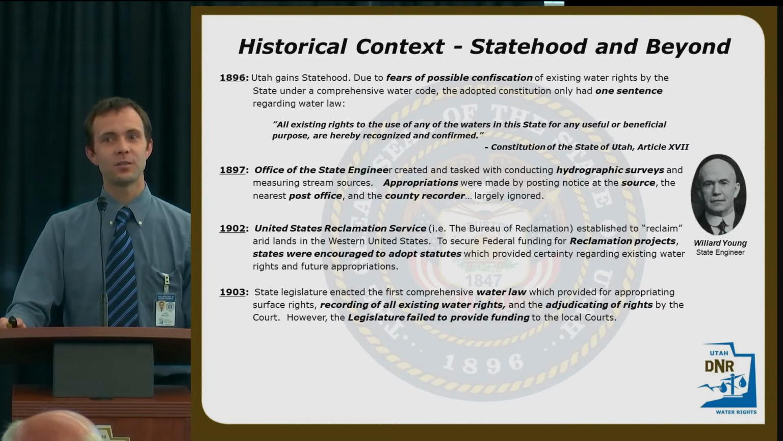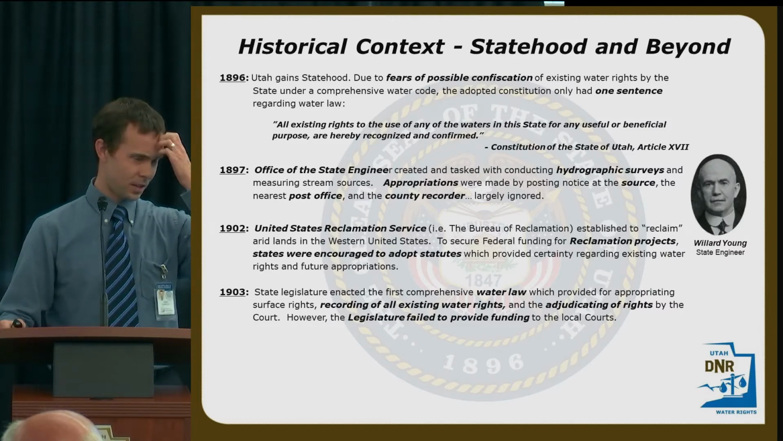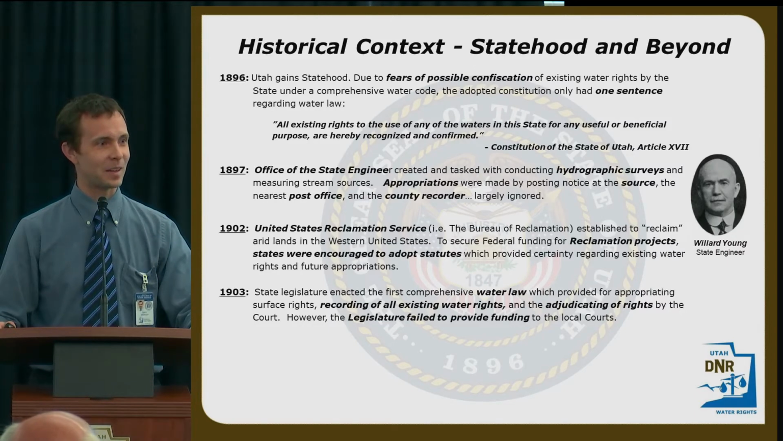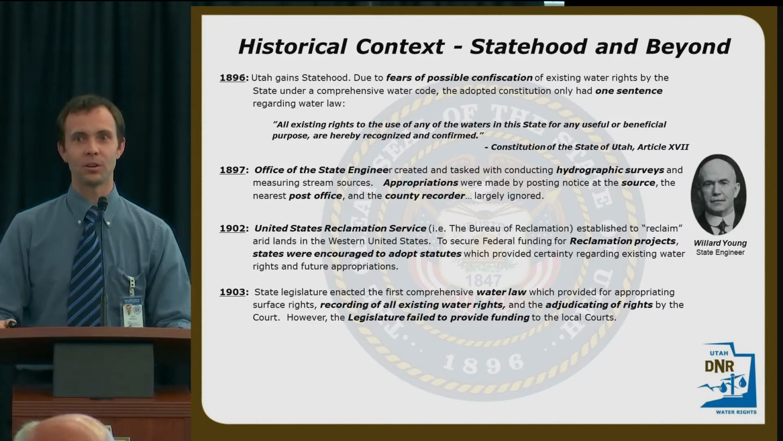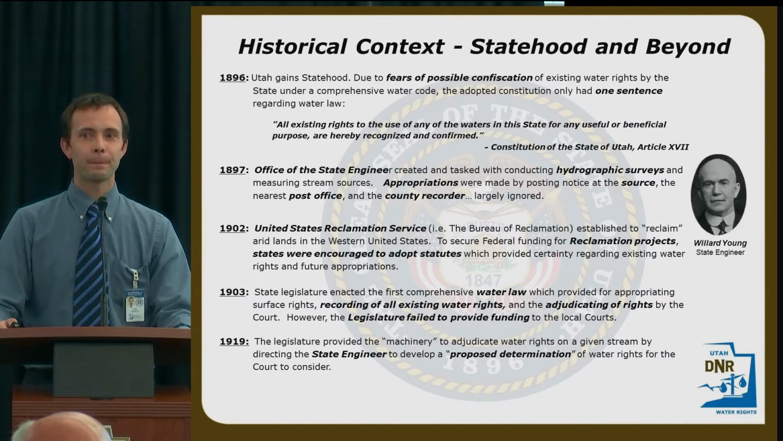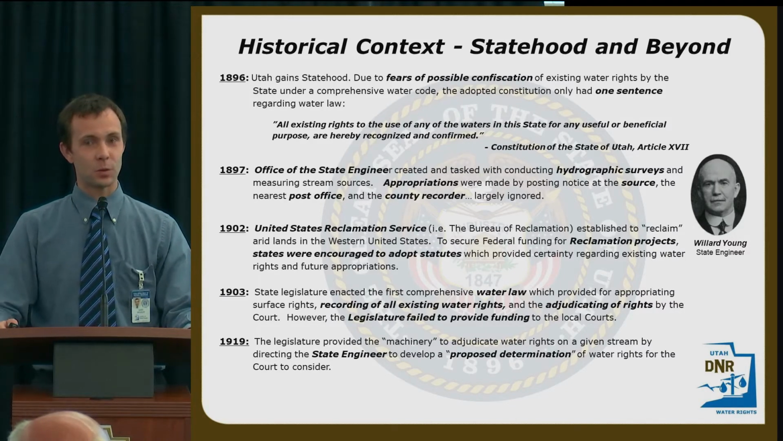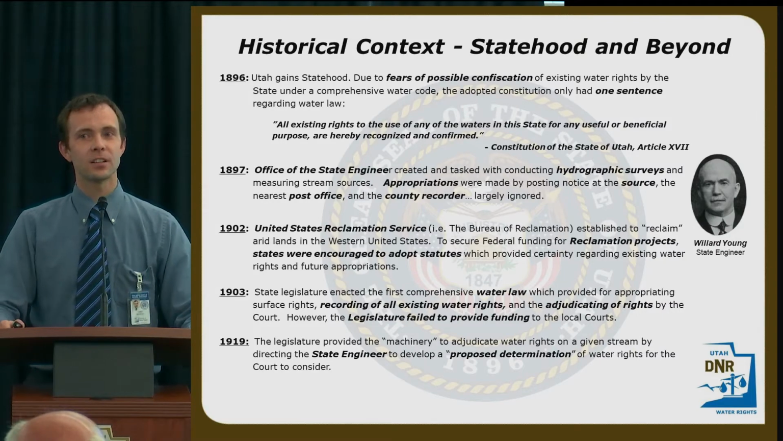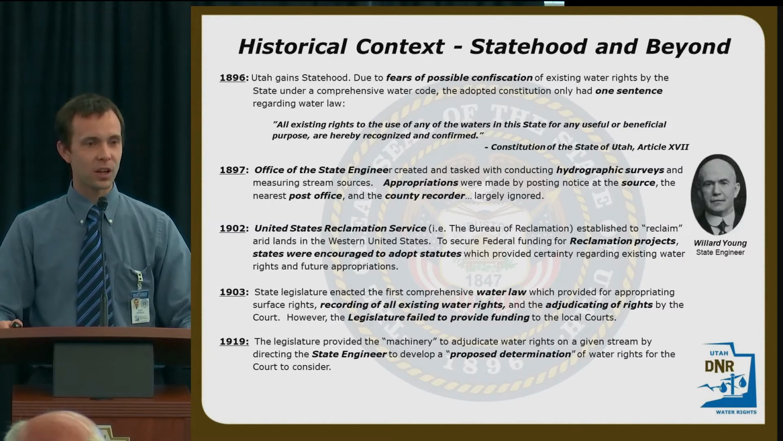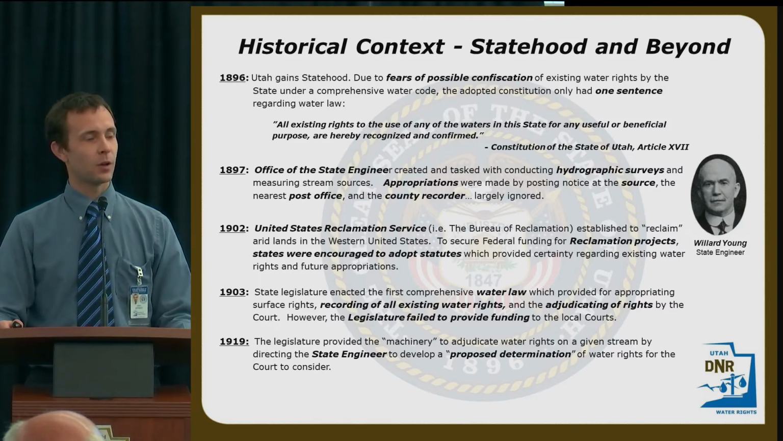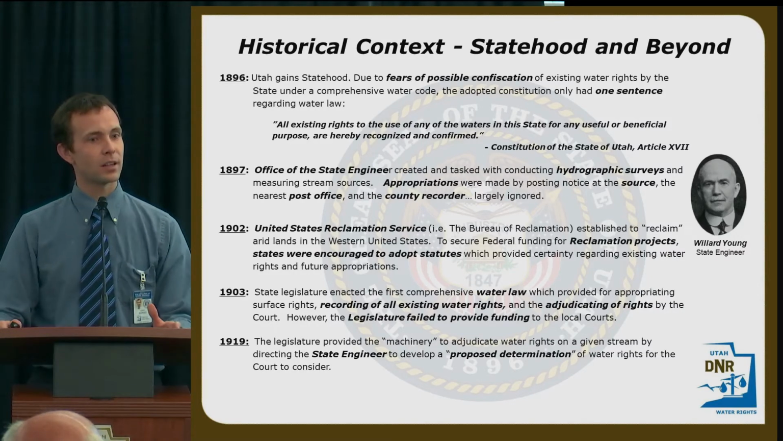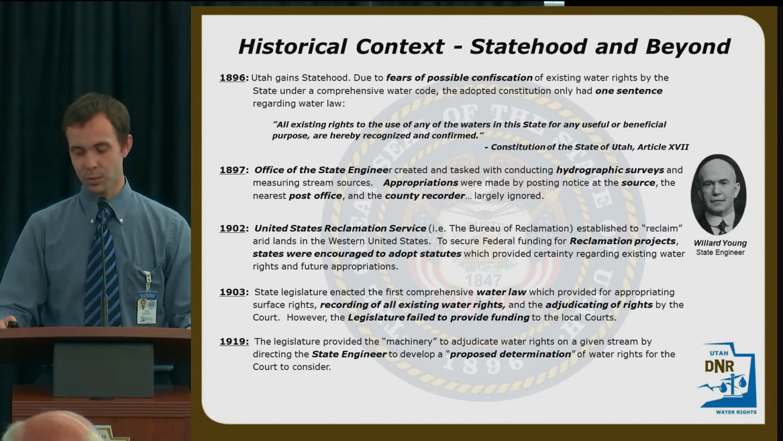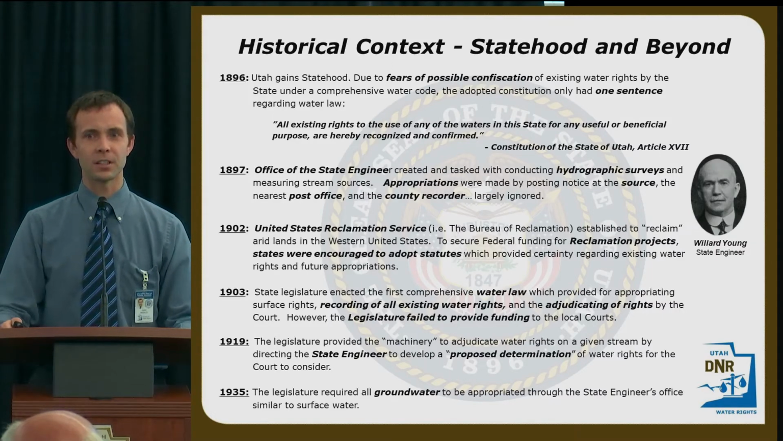However, the legislature failed to provide funding to the local courts for the adjudications, so it didn't happen as fast or as efficiently as was hoped for. And in 1919, 16 years later, the legislature realized this deficiency, and they directed the state engineer to develop a proposed determination process where it would be proposed to the courts that the water rights should be determined in a specific manner, as published. So that is called a proposed determination for the court to consider.